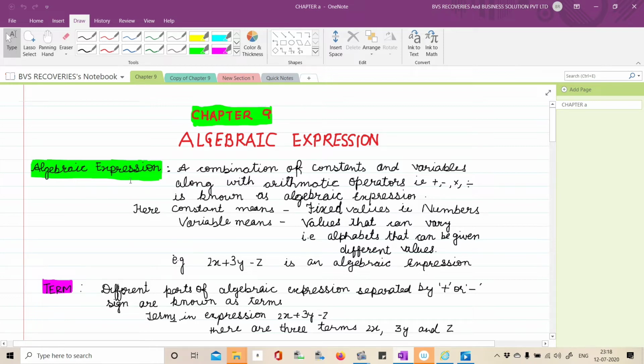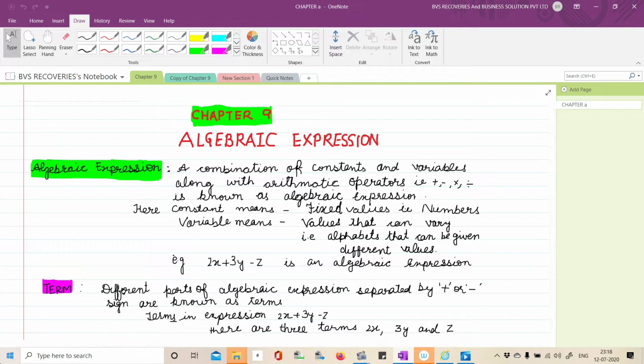Alright, here we use constants as numbers and variables as letters. So if we take this example, 2x plus 3y minus z, this is an algebraic expression. You can see here we are using numbers 2, 3 and x, y, z. These are the letters that we are using with this plus and minus sign. Alright, so all together it becomes an algebraic expression.